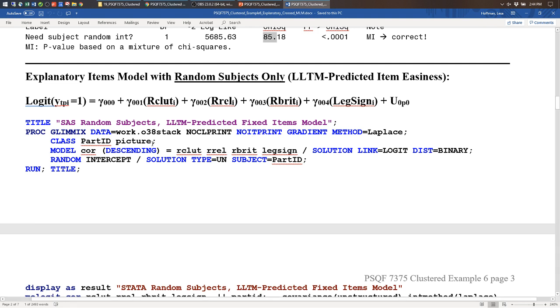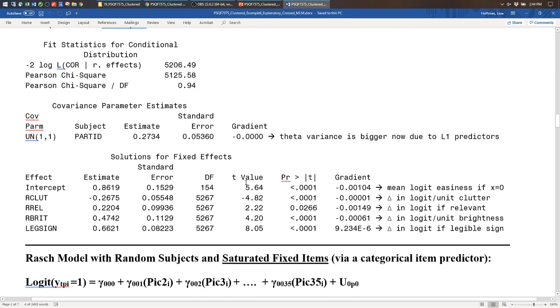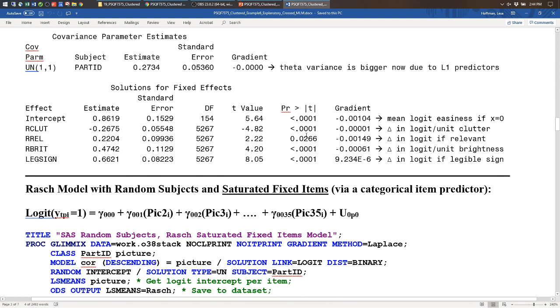So I am putting in my 4 predictors as to why I think some of these pictures are going to have higher rates of accuracy than others, what makes some of the pictures more difficult. And lo and behold, I get lovely significant results. Everything is significant. At the reference point for all of these things, I have a logit intercept of 0.86. The log odds, the logit of accuracy, goes down if it's a more cluttered picture. It goes up if the picture is more relevant to driving. It goes up if the change is more visually salient, and it goes up if I have a legible sign.